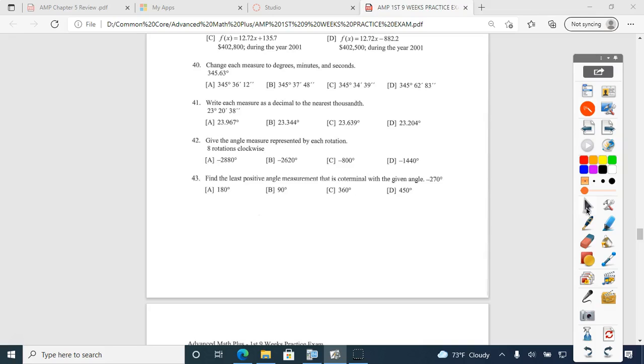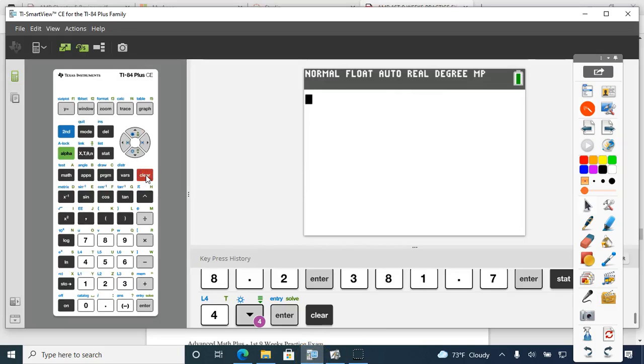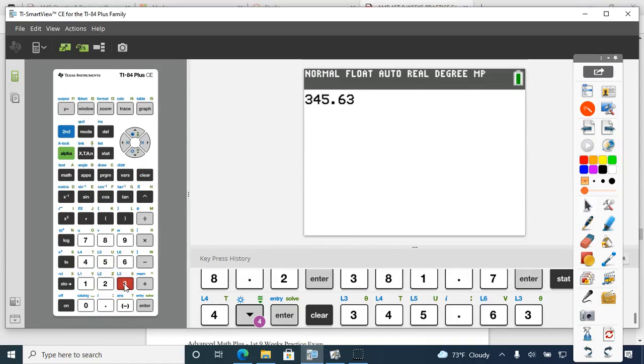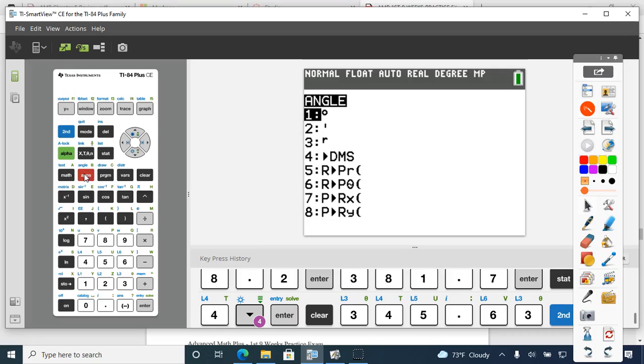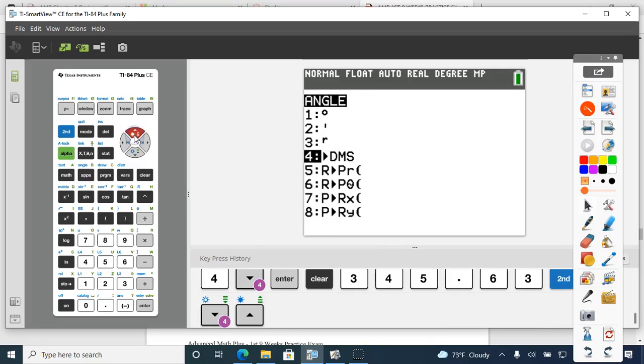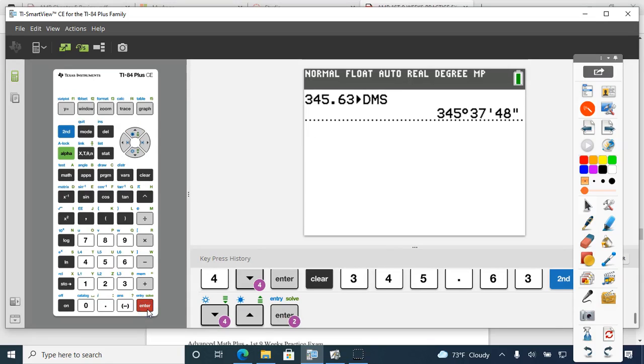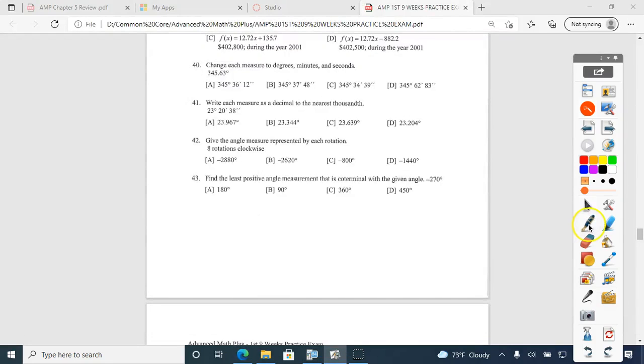For example, number 40, to change that to degrees, minutes, and seconds, we're going to go to our calculator and type in that decimal that they just gave us, 345.63. And we're going to go to our angle, second angle, and go to degrees, minutes, seconds, and hit enter. There you go. 345 degrees, 37 minutes, and 48 seconds, which is B.